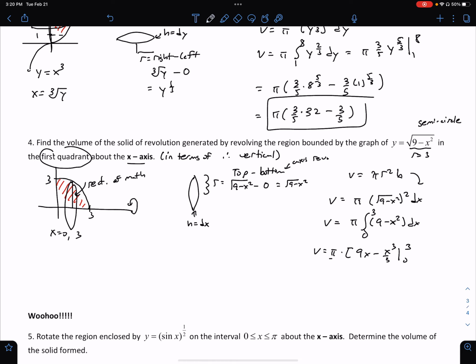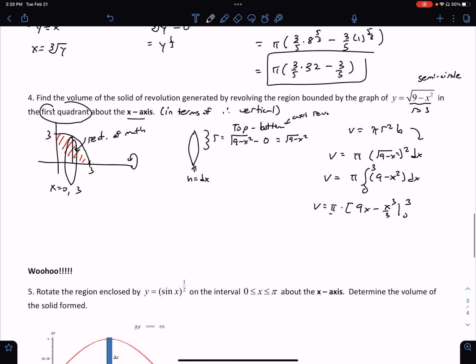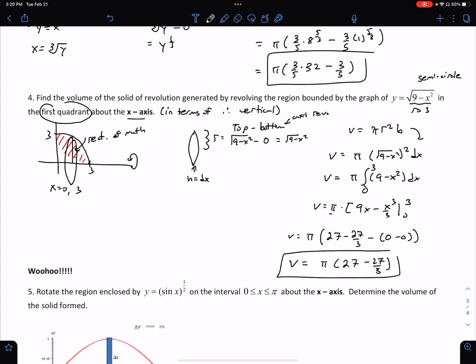Now, if you notice, I always put my pi on the outside. It's just a constant, so I can just leave it on the outside. We've done those in previous videos. You can take a look back at those. So our volume is pi. Plugging in the 3, we get 27 minus 3 cubed, which is 27 over 3, minus, now we plug in the 0, that's easy, 0 minus 0. So cleaned up, it's just pi times 27 minus 27 thirds. There's your answer. Very easy to do. These are pretty easy. Cakewalk.